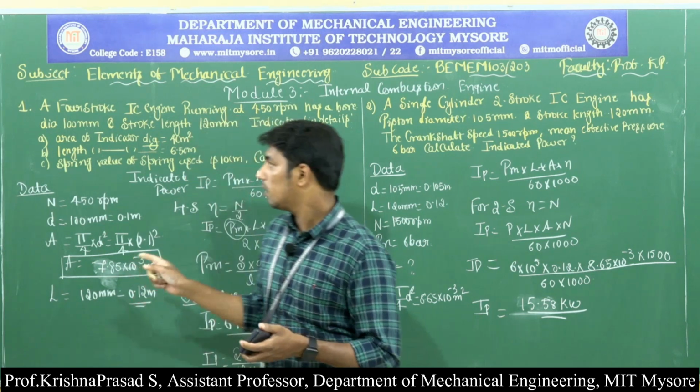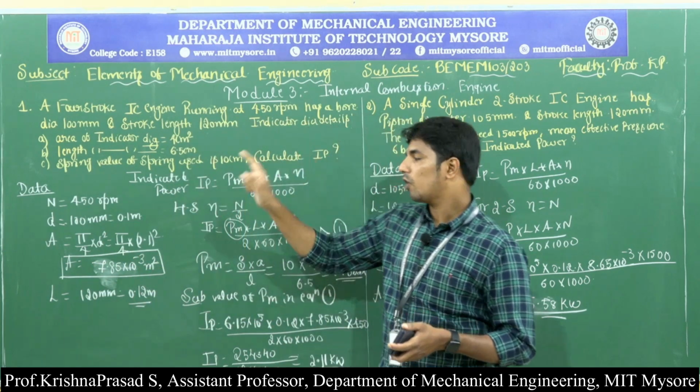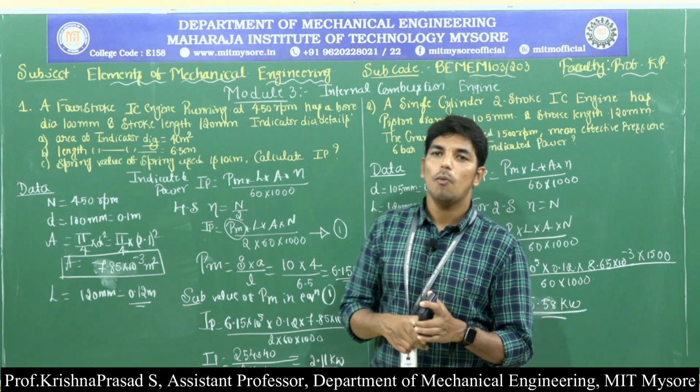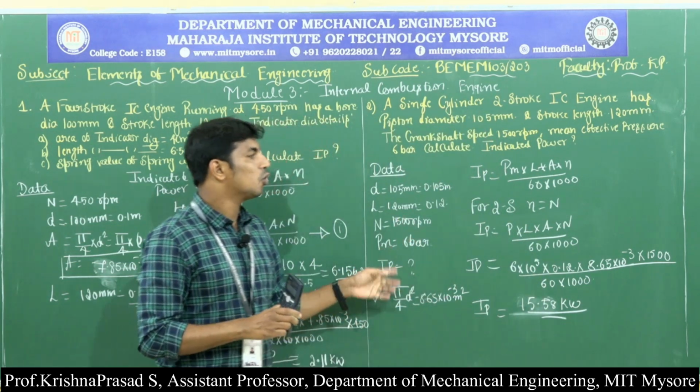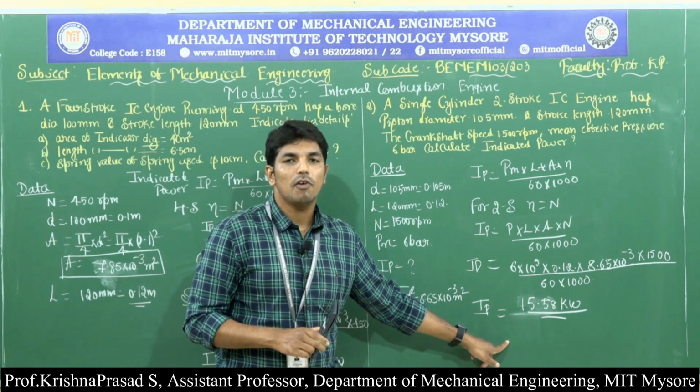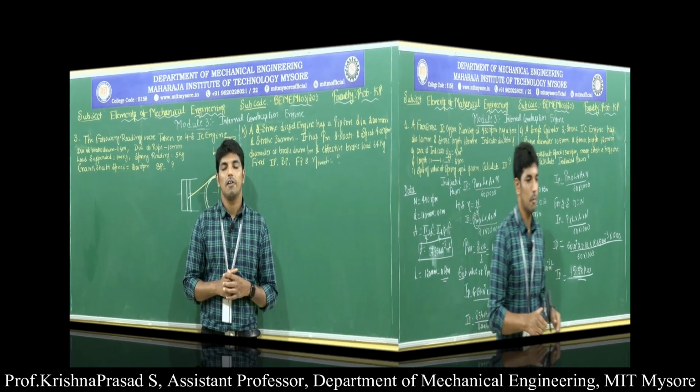I repeat, in the first one we are asking with the 4-stroke IC engine, I need to calculate the indicated power, that is 2.11 kilowatt. In the second one we are asking with the 2-stroke IC engine for the calculation of indicated power, that is 15.58 kilowatts.